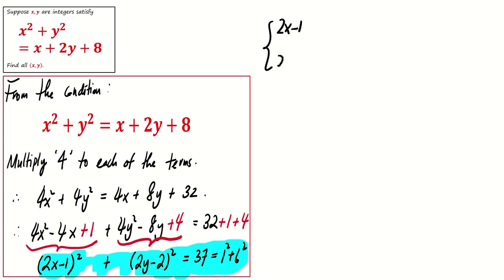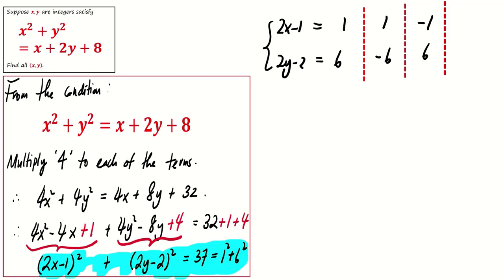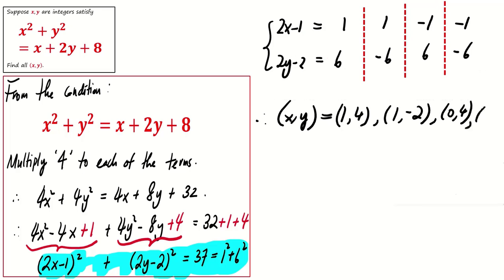Then we know that 2x minus 1 equals 1 and 2y minus 2 equals 6, or 2x minus 1 equals 1, 2y minus 2 equals negative 6, or 2x minus 1 equals negative 1, 2y minus 2 equals 6, or 2x minus 1 equals negative 1 and 2y minus 2 equals negative 6. We conclude that (x, y) equals (1, 4), (1, negative 2), (0, 4), and (0, negative 2). So these are the four answers that we can obtain.